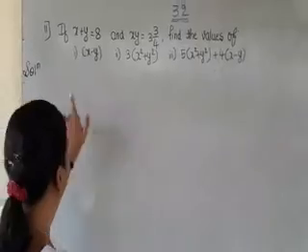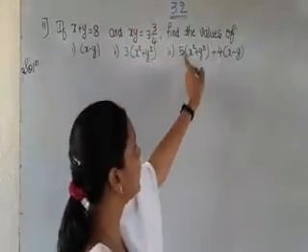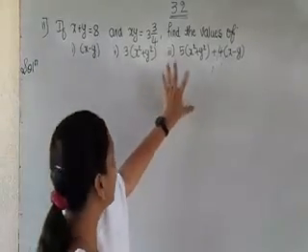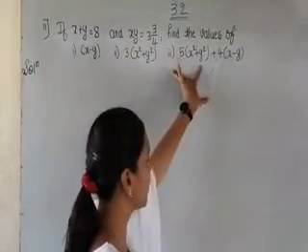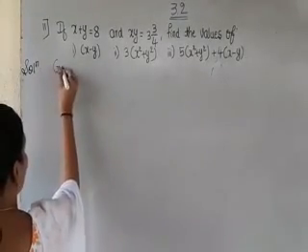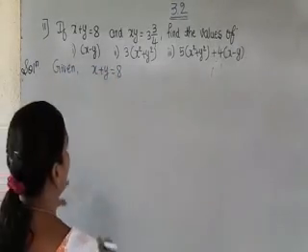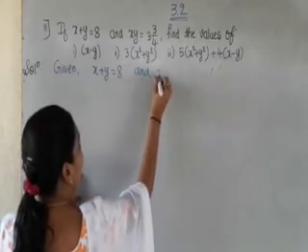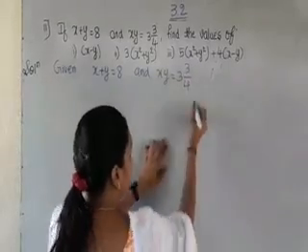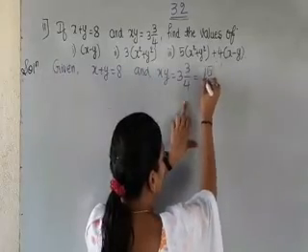If x plus y is equal to 8 and xy is equal to 3 whole 3 by 4, find the values of x minus y, and the second one, 3 times (x square plus y square), and third one, 5 times (x square plus y square) plus 4 times (x minus y). First you write the given: x plus y is equal to 8 and xy is equal to, here they have given the mixed fraction, convert it into an improper fraction. 4 3s are 12, 12 plus 3, 15 divided by 4.